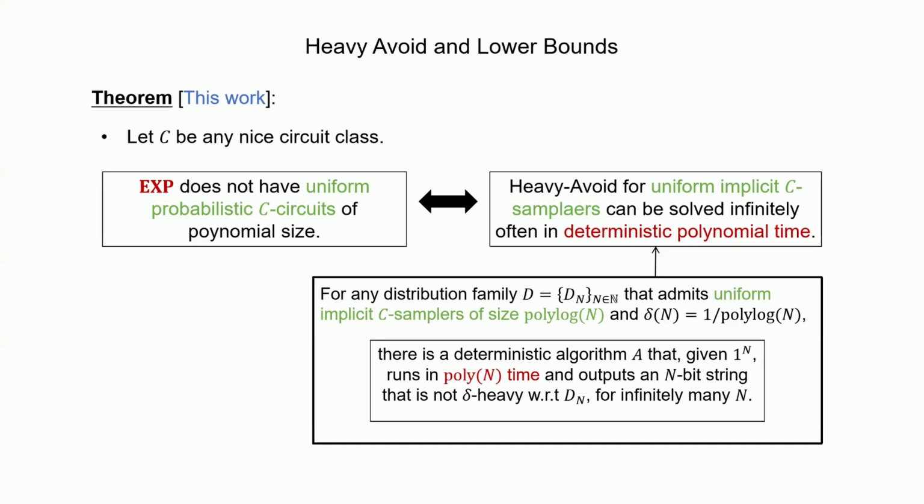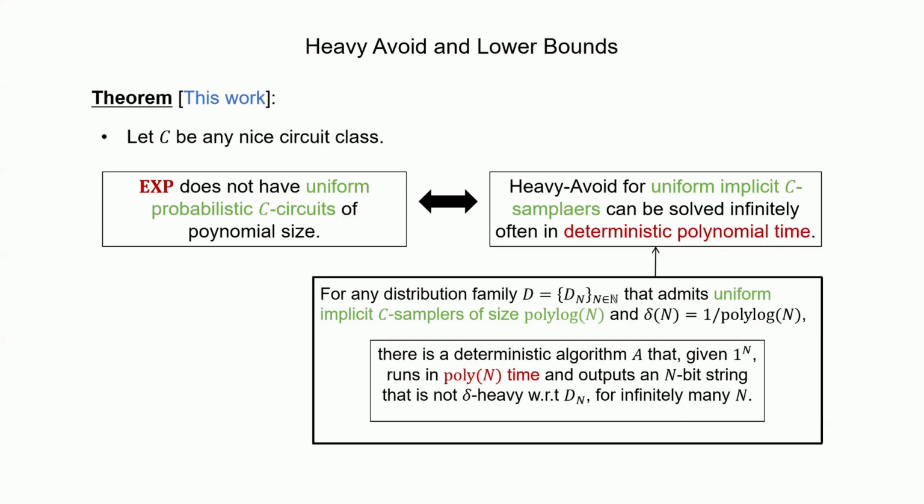So here we characterize the question of separating EXP from uniform probabilistic circuits by the feasibility of solving the heavy avoid problem. And note that the type of uniform probabilistic circuits that we aim to show lower bounds against corresponds to the type of implicit samplers for which we need to solve the heavy avoid problem. On the other hand, the efficiency of the heavy avoid algorithms corresponds to the hard complexity class in the lower bound statement. And in this specific case, the algorithm runs in deterministic polynomial time, and the hard complexity class is EXP.